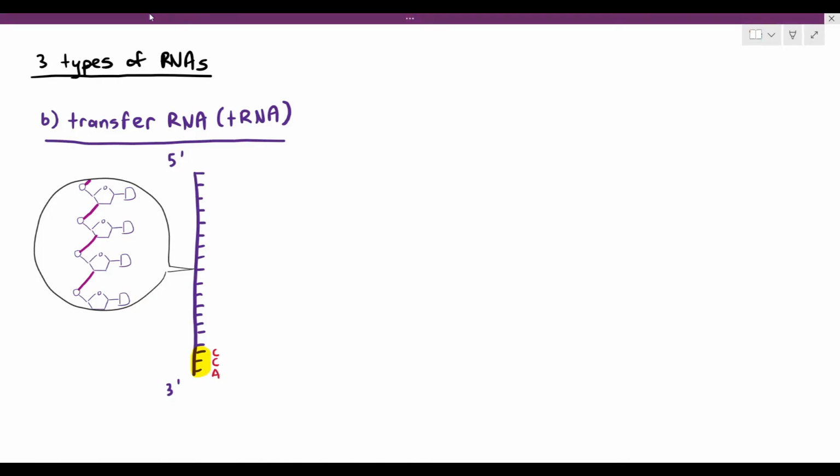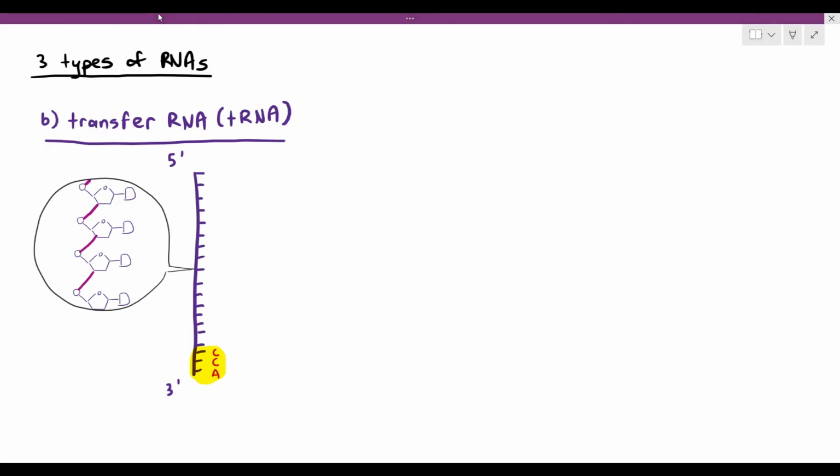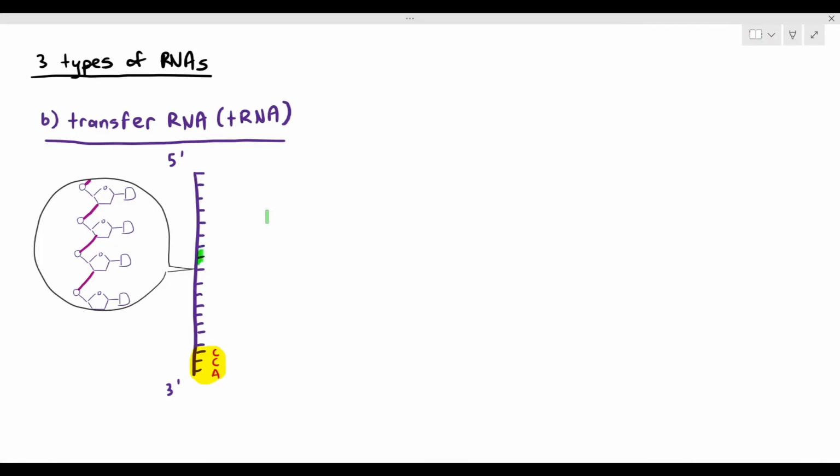Now, some students may be wondering, do I need to memorize that? I don't think you have to actually memorize that. If you want to, go for it. But that is not the important part of the transfer RNA. So the difference between mRNA and tRNA is the fact that the transfer RNA can fold within itself. Okay? And what do I mean by that?